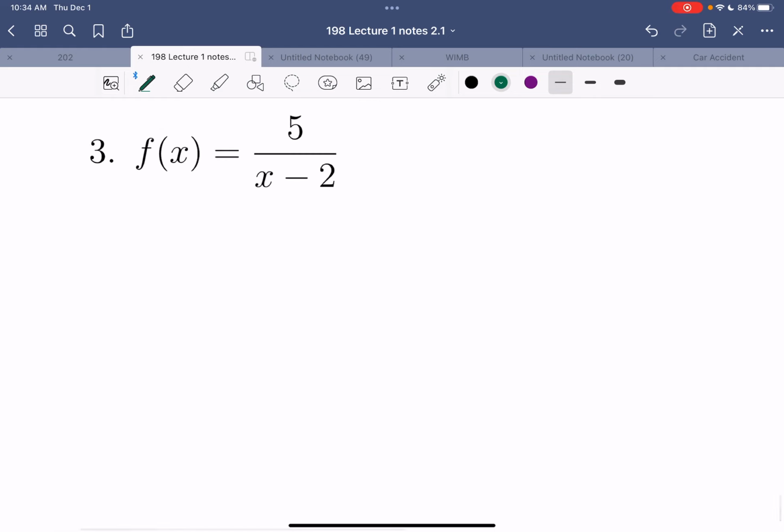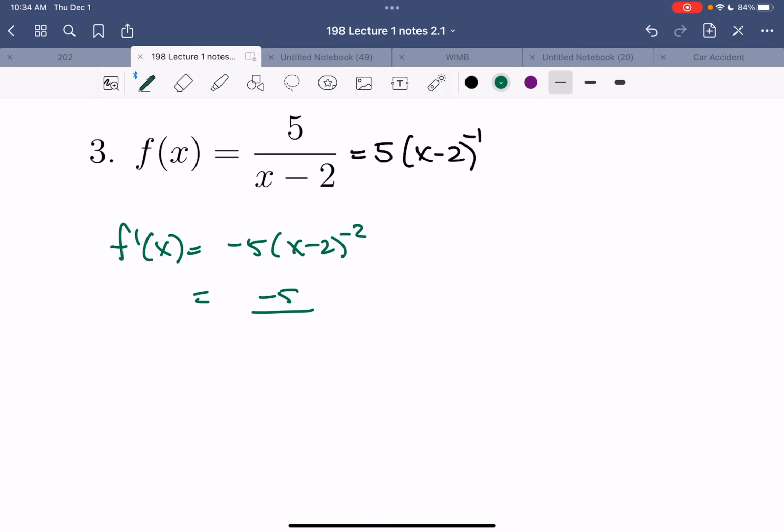5 over x minus 2. So remember that if we're going to take the derivative here, we're going to rewrite this as 5 times (x minus 2) to the negative 1. Your other option is to use quotient rule. Don't forget that the derivative of 5 is 0, so it's going to wipe out a whole piece. When I go to take the first derivative then, I get negative 5 (x minus 2) to the negative 2. And that's going to be negative 5 over (x minus 2) squared.